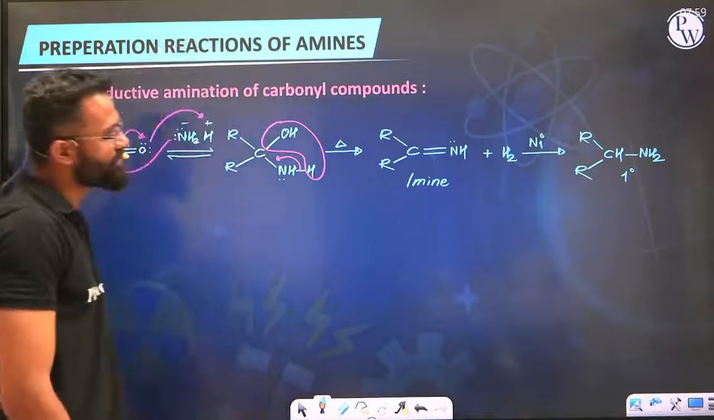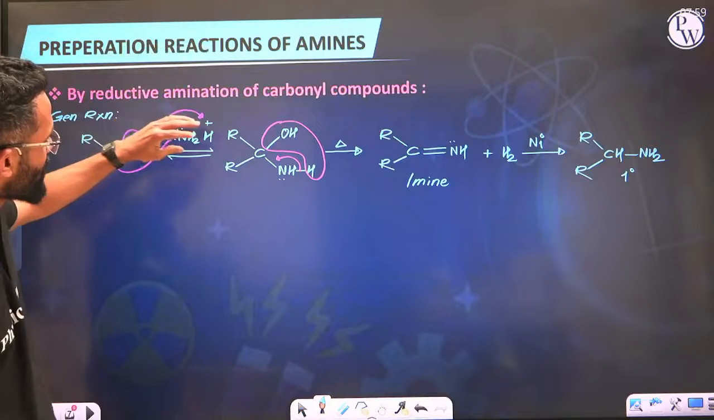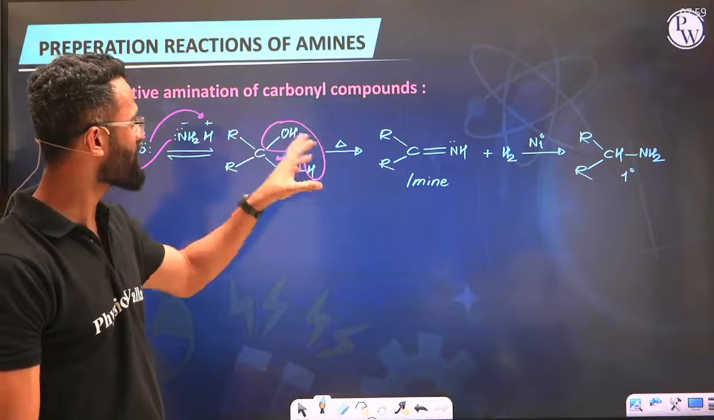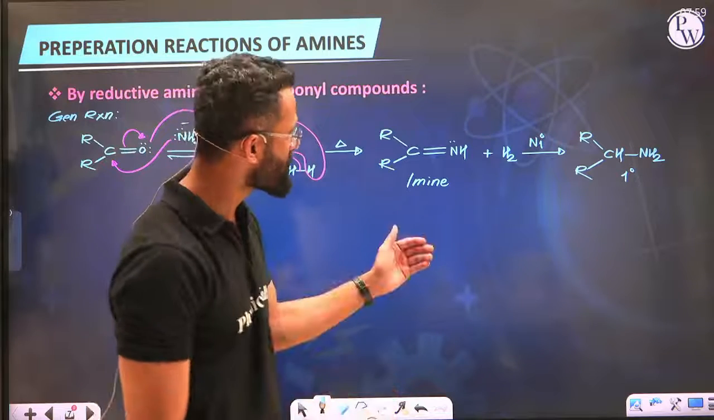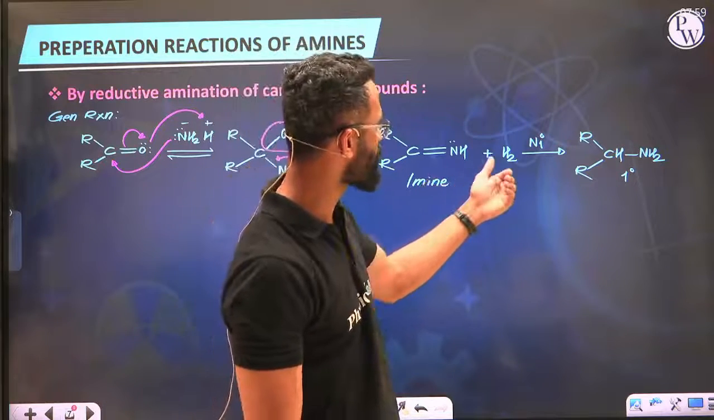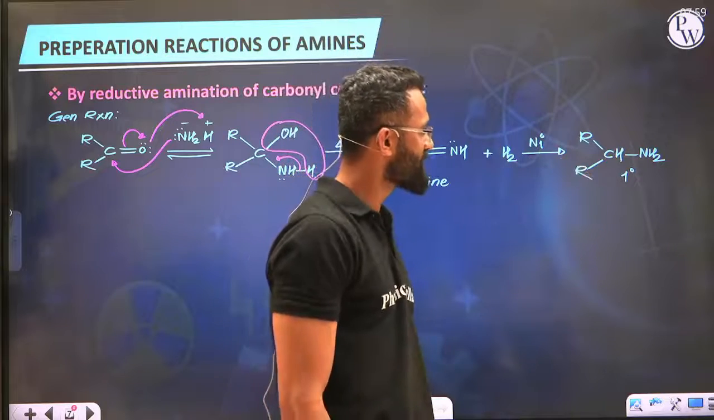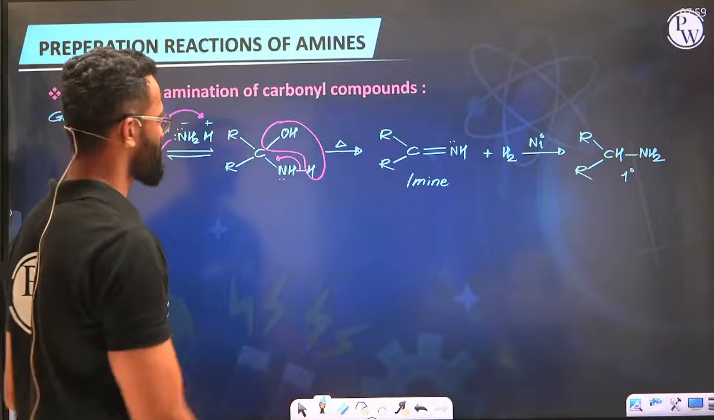Right guys, so what we have done, we first allowed this carbonyl compound to react with ammonia to give you the addition product of ammonia, which upon heating undergoes elimination of water to form imine, which upon further reduction with hydrogen gas in presence of catalyst gives us primary amine. The same can also be considered for the formation of secondary amine as well.